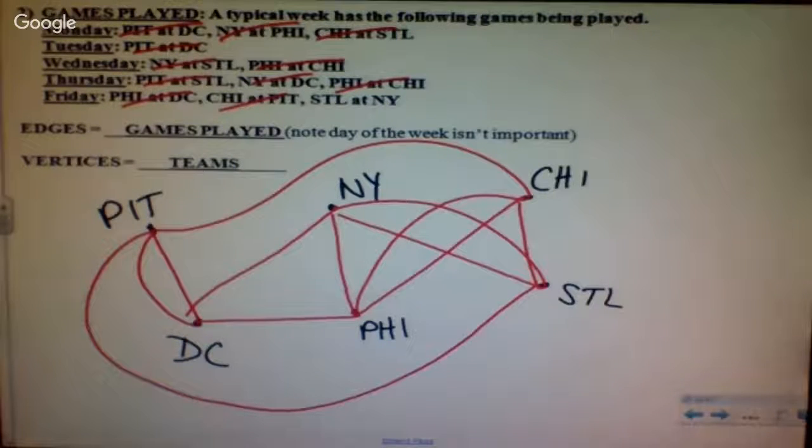I should be able to give you this graph, and you should be able to answer questions like, how many games did Chicago play? 4. All the lines coming off of Chicago are 4. Each one of these has a degree of 4, so each team has played a total of 4 games.